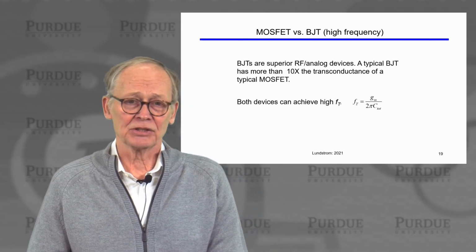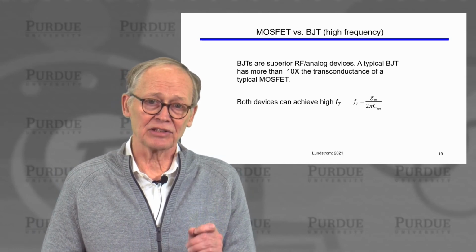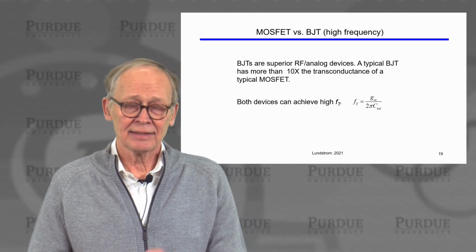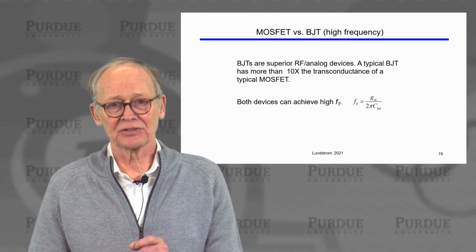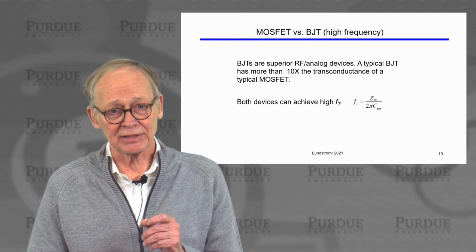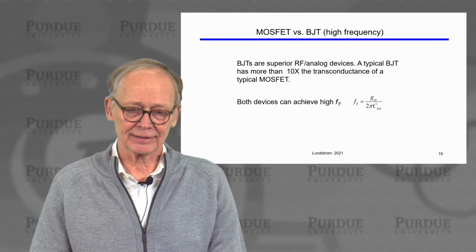By the way, you can trace that back to the fact that above threshold, the MOSFET current varies linearly with VGS. There really is no above threshold for a bipolar. All the way to high currents, the collector current varies exponentially with base emitter voltage, and that's what gives us the higher transconductance.